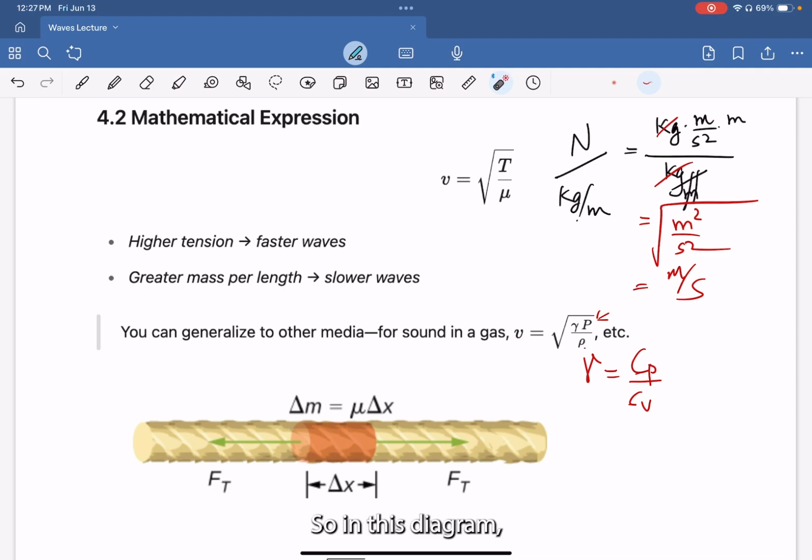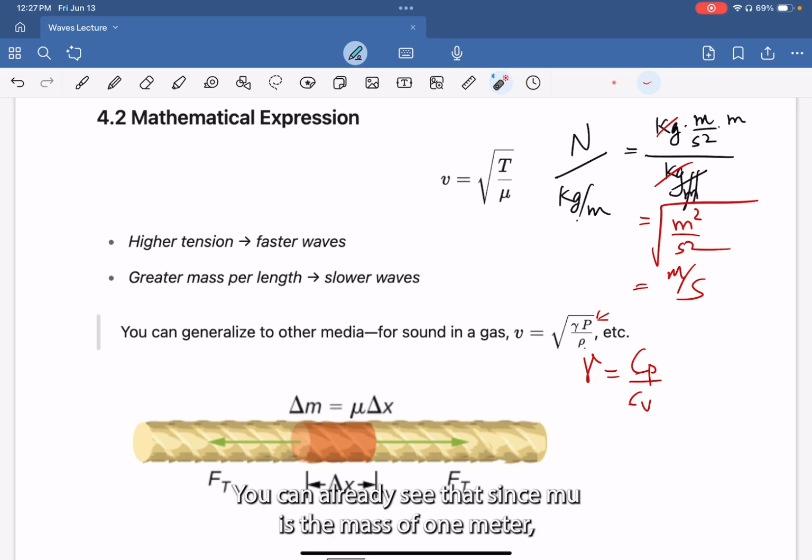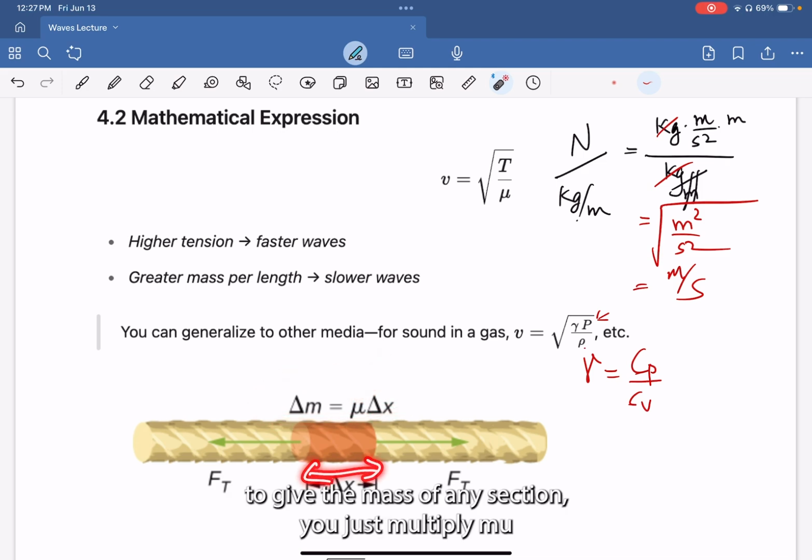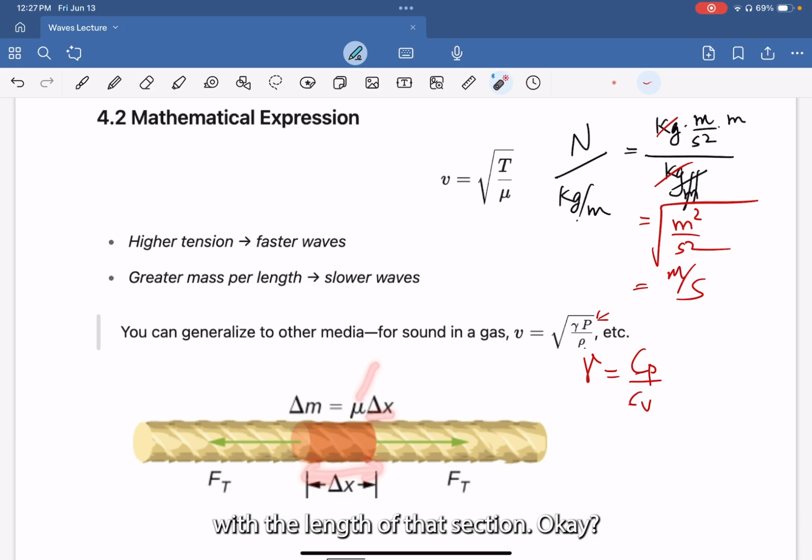So in this diagram, I'm trying to show you what mu means. You can already see that since mu is the mass of 1 meter, to get the mass of any section, you just multiply mu with the length of that section, okay? That's what is shown in the diagram.